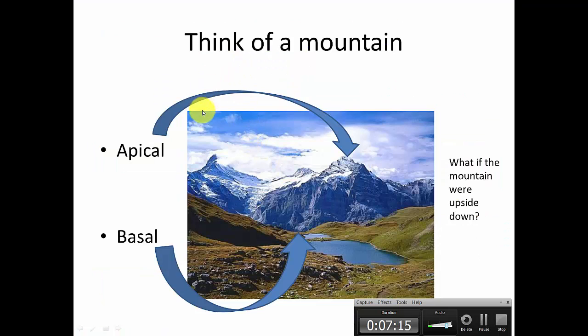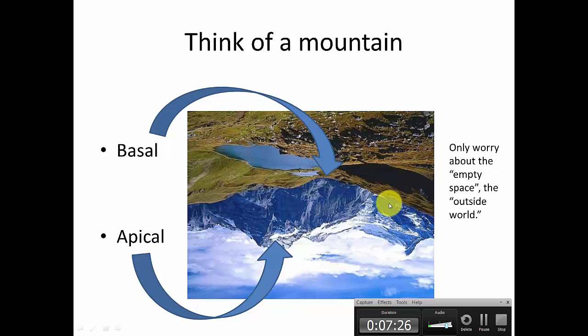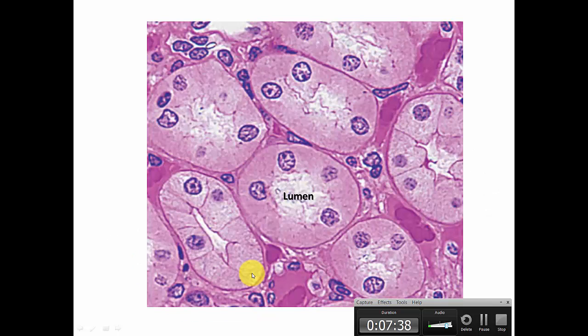So what I want you to do is think about the epithelium just like a mountain. You have an apical surface and you have a basal surface. And if we just flip the picture, here is still my apical surface and here is still my basal surface. And this is my lumen. Why am I saying this?